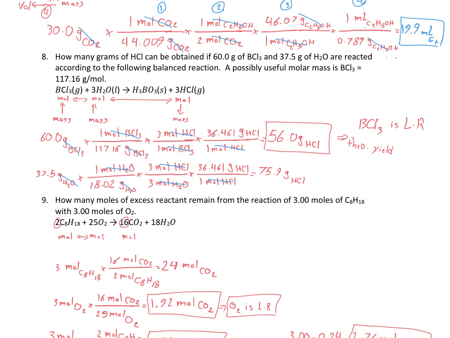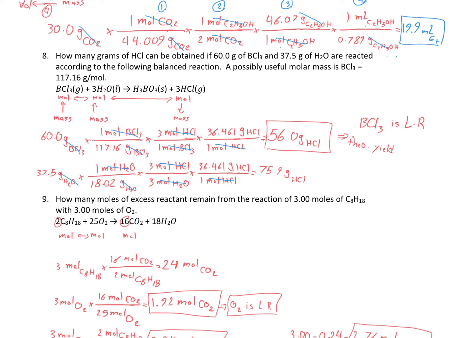Next question: how many grams of HCl can be obtained from 60 grams of BCl3 and 37 grams of water? When you have two masses for the reactants, you know you're dealing with a limiting reagent problem. Because when you have the mass of both of them, one of them should be in excess and one of them is the limiting reagent. So what you need to do is use both of these two reactants and see how many products you make.